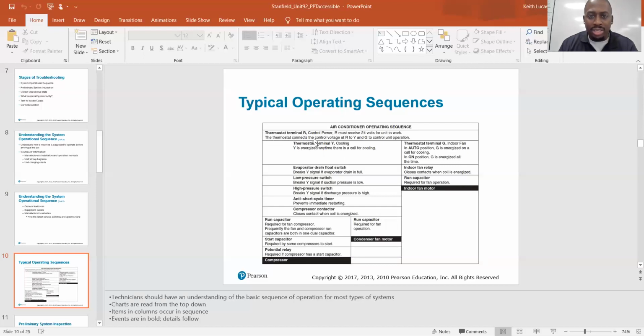So the thermostat connects the control voltage at R to Y and to G to control the unit operation. That would be in a call for cooling.